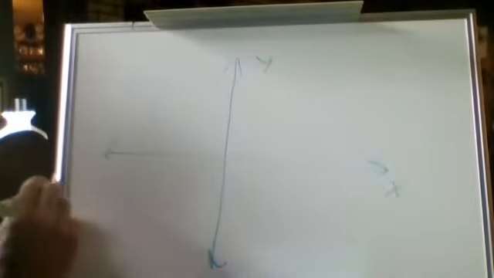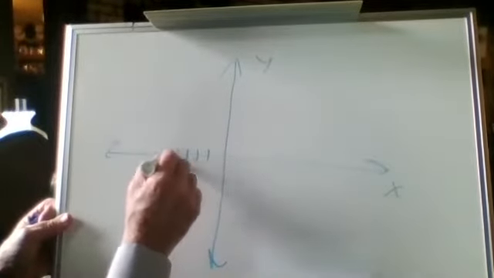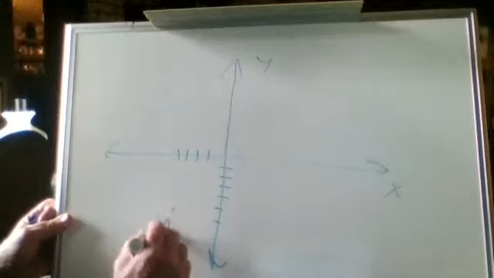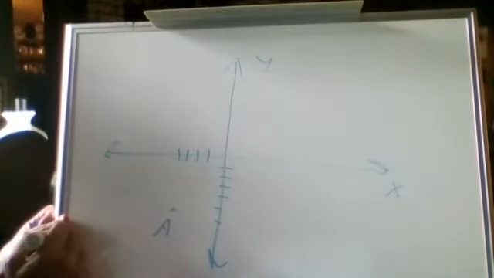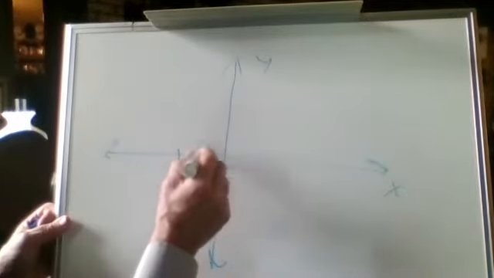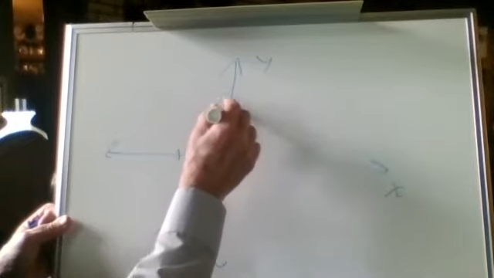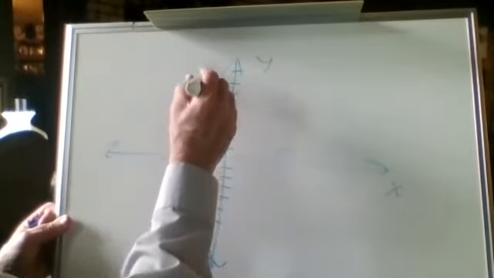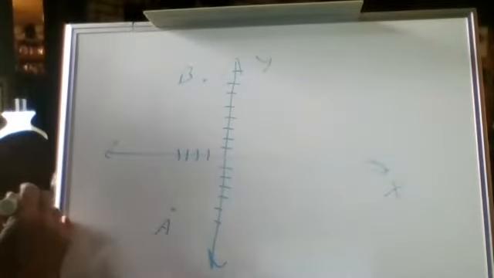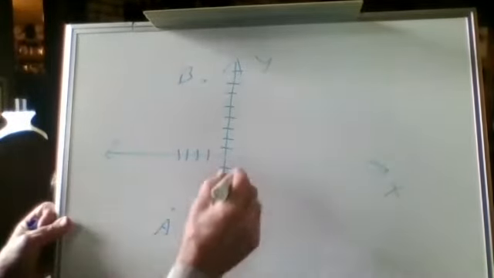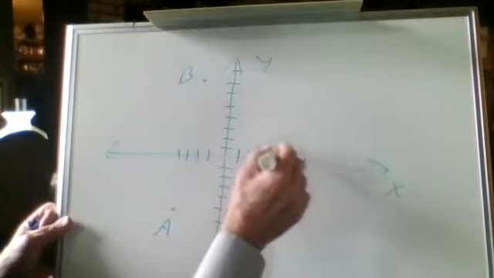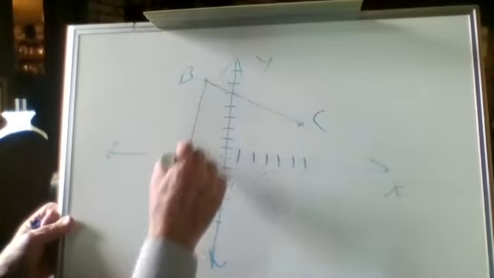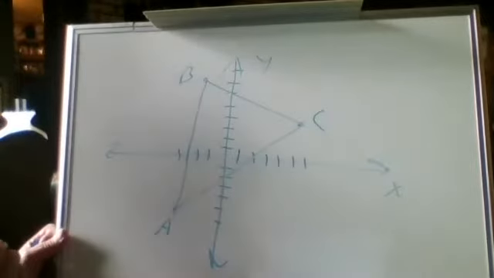All right, point A is -4, -6. So point A is down here someplace. Point B is -2 and 8. -2 and 1, 2, 3, 4, 5, 6, 7, 8. So up here someplace. And then point C is 6 and 4. So point C is here. So my equation looks something like that, okay?